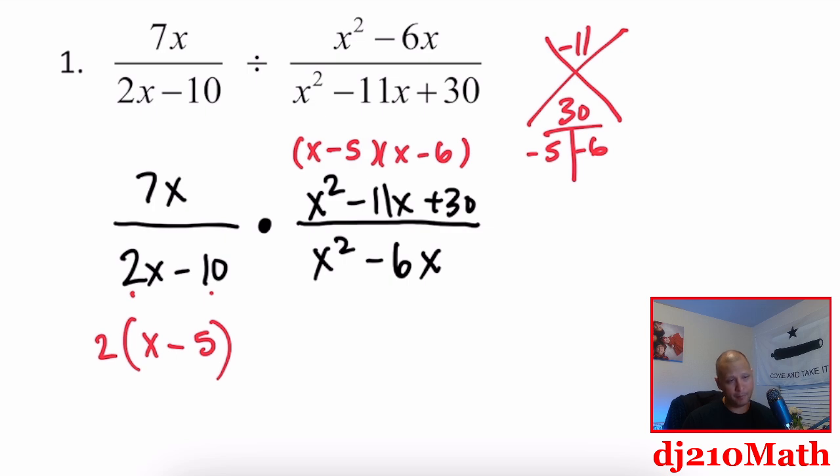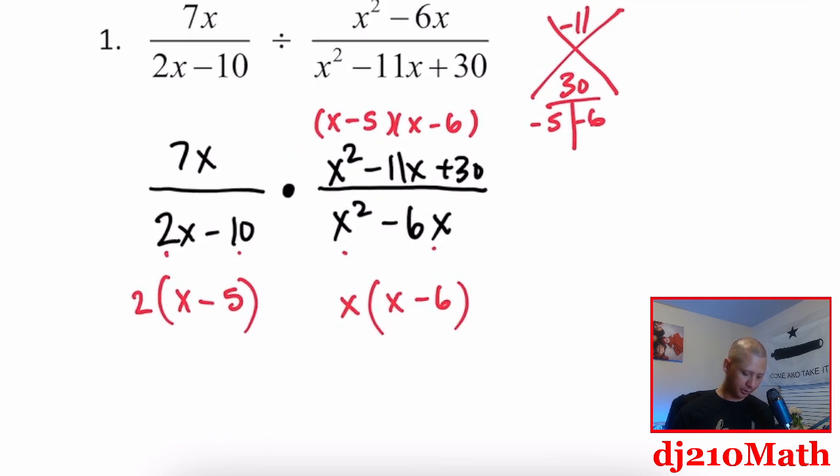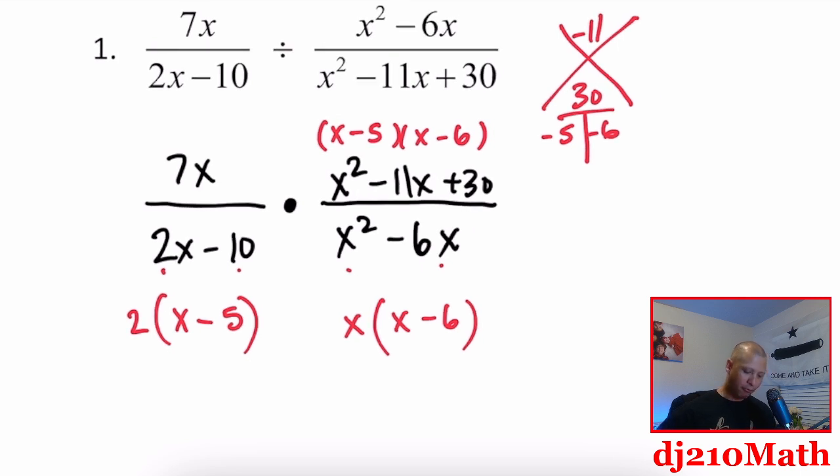Okay, bottom right. They both have x's, so I can take out an x. What's left behind? x minus 6. Okay. Do we want to rewrite, or do we want to just start canceling things? I just want to start canceling things. Why rewrite it and risk writing something wrong? So what can cancel top to bottom or diagonally? Never, ever left to right.